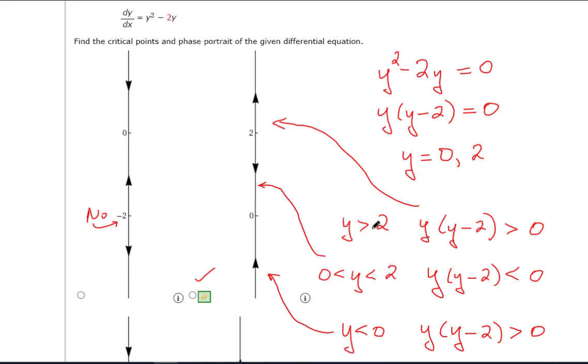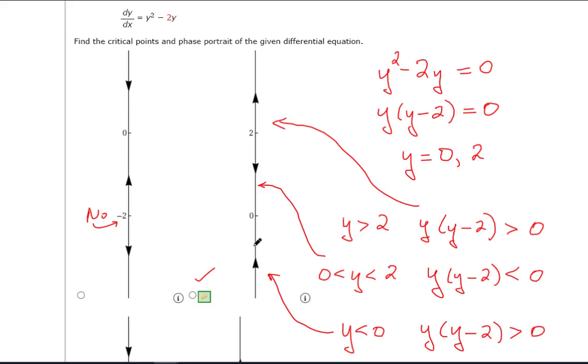So let's see, why is this particular graph the correct one? Well, when y is bigger than 2, this is positive, and so the slope is upward. So you see anywhere along here, we're moving upward. If we are between 0 and 2, the leading part is positive, but the 1 minus 2 part is negative, so the slope is negative. And so for anything between 0 and 2, we're moving downward, toward the next critical point, which is at 0.